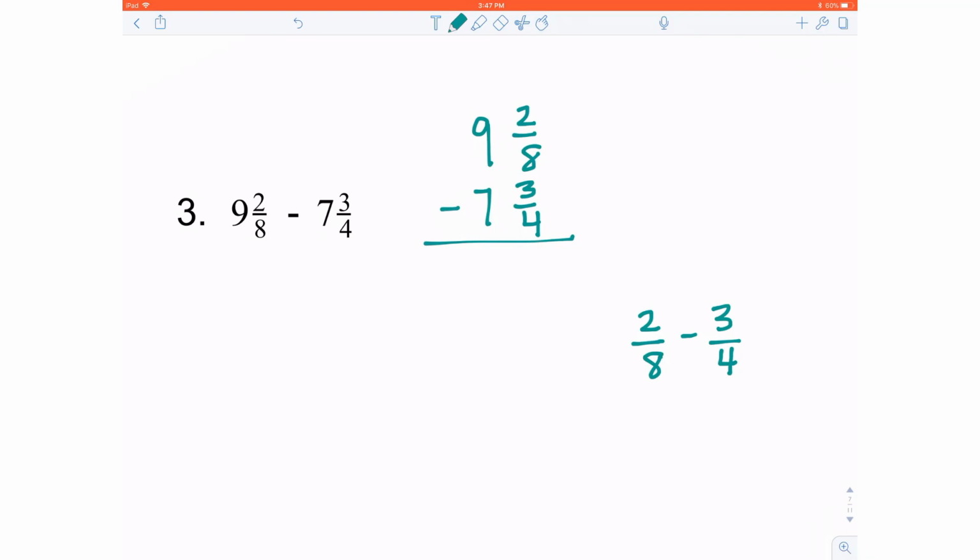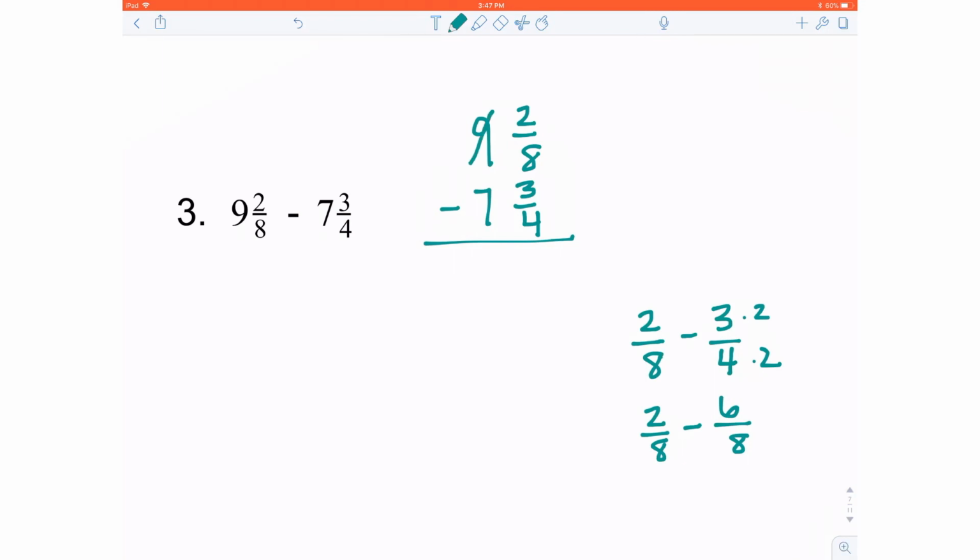Okay? Now here, what I can do is multiply this side by 2 to make it 8. I don't have to multiply them by each other. Okay? So 2/8 minus 6/8. Well, wait a second. 6 is too big. We're going to get a negative here. Okay, what do we do? Well, we can borrow from the whole number side.